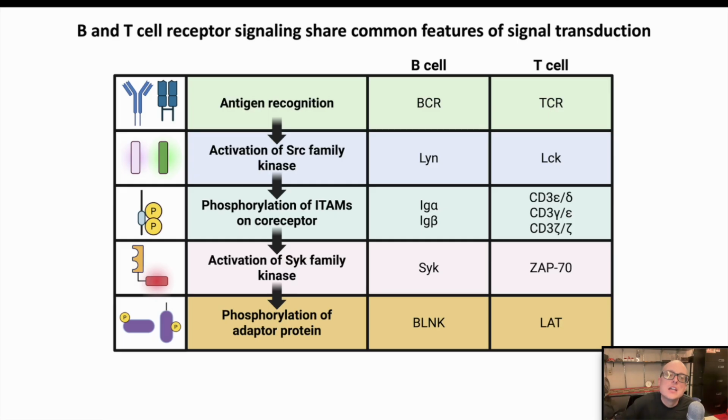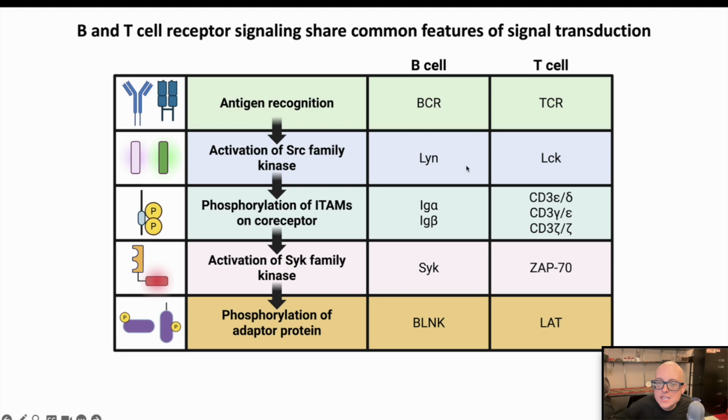to become activated. When we have a successful antigen recognition event, the most important thing that happens next is the activation of a Src family kinase. In B cells, that Src family kinase is Lyn, and in T cells, that Src family kinase is Lck.